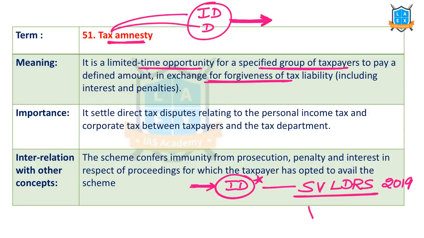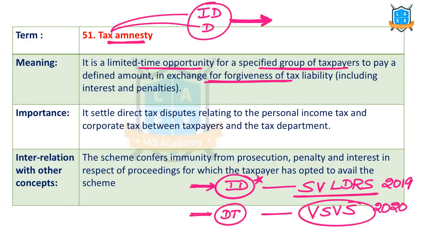And this year, Vivad Se Vishwas Scheme 2020. This is to deal with the direct taxes and pendings. Under these, the government has asked them to pay a certain amount without any fine, etc., by a certain time limit. Such things are called tax amnesty. To settle direct tax disputes and indirect tax disputes, these schemes are brought in.